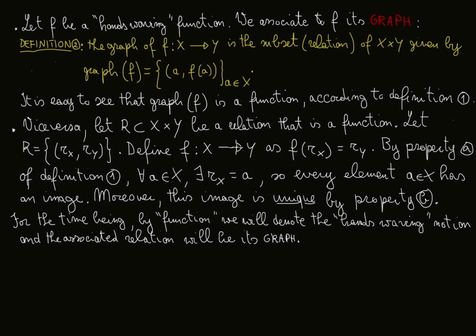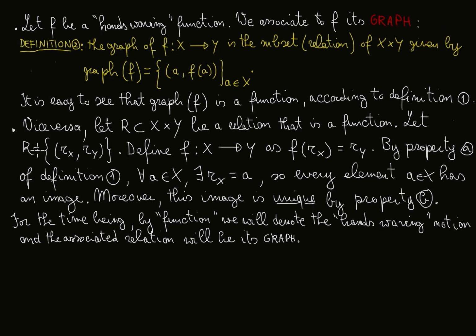We take Rx, which of course is an element of x, since Rx, Ry is an element of x Cartesian product with y, and we associate to Rx the element Ry. So we take the first element here on the left and we associate to it the second element here on the right. By property A of definition 1, for each a in x, there exists Rx which is exactly equal to a.